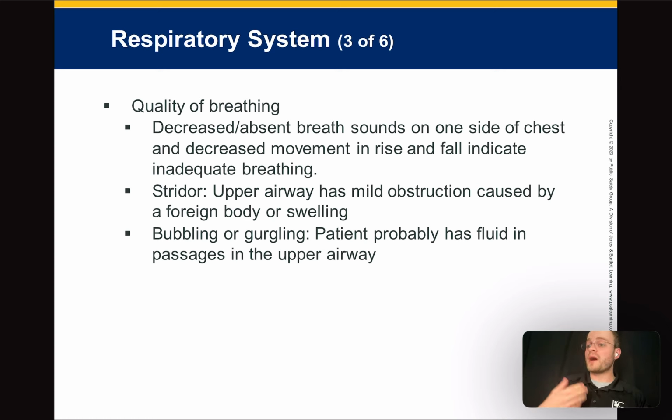So are they bubbling or gurgling, right? The patient might have fluid in the passages in the upper airways, okay? So, you'll see this in RSV. You can also see this in pulmonary edema, right? Where they're just gurgling up pink frothy sputum, that's an emergency. So just be aware, okay?